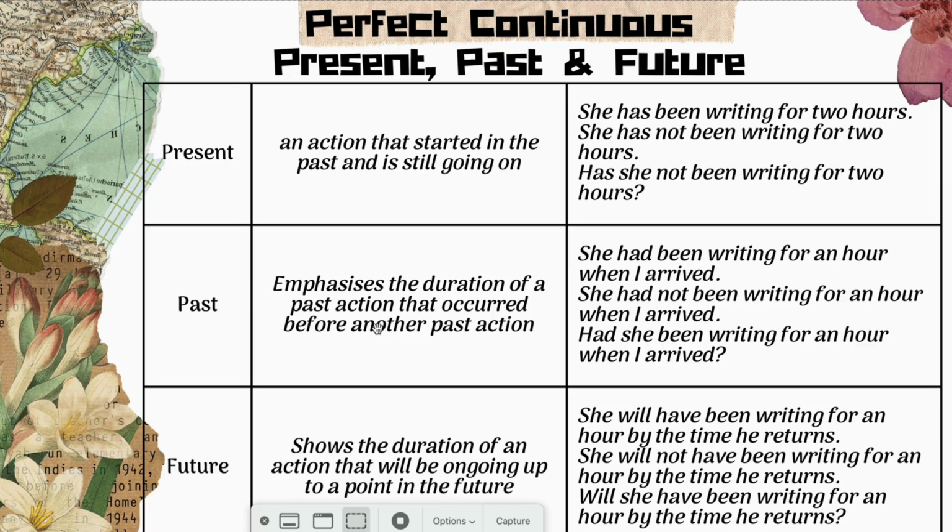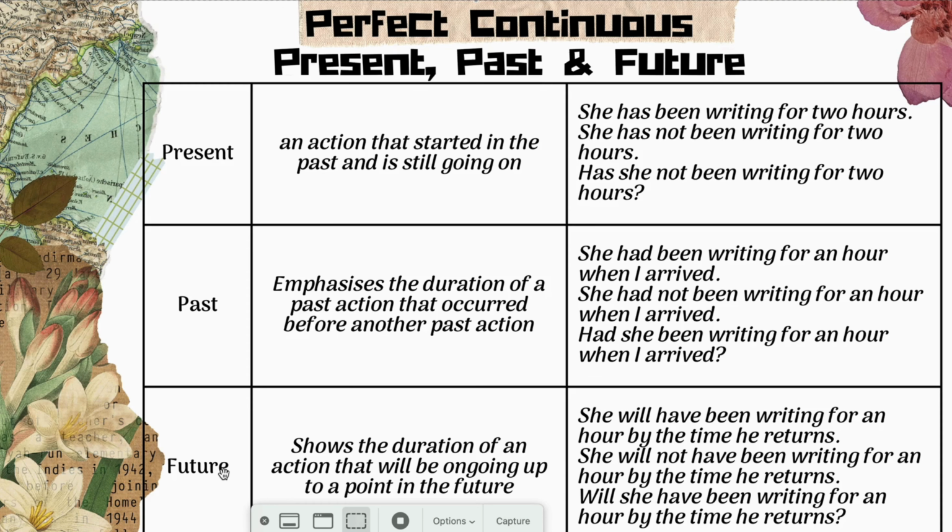Past perfect continuous tense. It emphasizes the duration of a past action that occurred before another past action. She had been writing for an hour when I arrived. She had not been writing for an hour when I arrived. Had she been writing for an hour when I arrived?